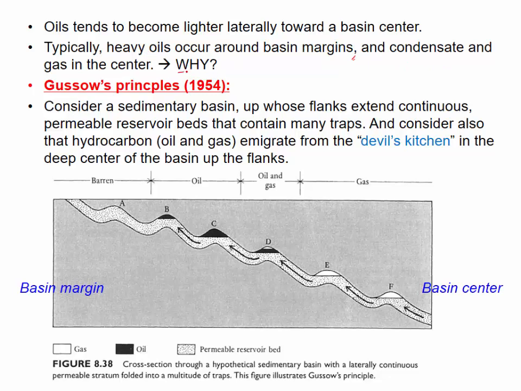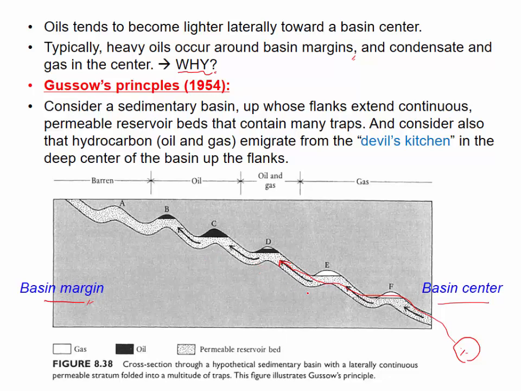And then people asked why we see this kind of pattern. So Gussow suggested one hypothesis, and he thinks of a simple anticline structure. So here's the basin center and basin margin, right? As you go towards the margin, the sedimentary basin will be shallower, and it becomes deeper toward the center. So the petroleum is being produced somewhere here and then it migrates, right?